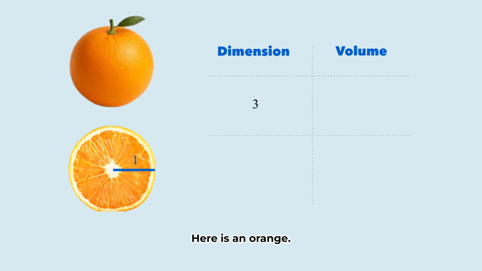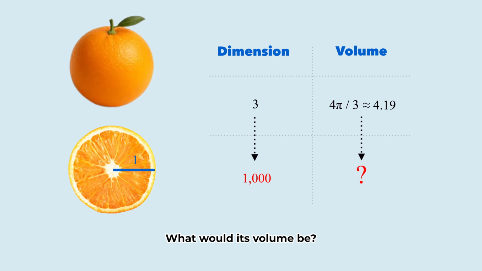Here is an orange. Its volume is about 4.19. Now, imagine an orange, not in 3 dimensions, but in 1000. What would its volume be?